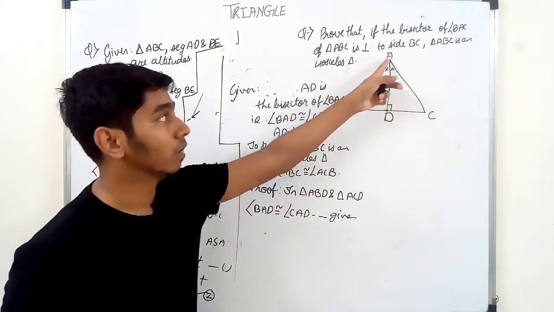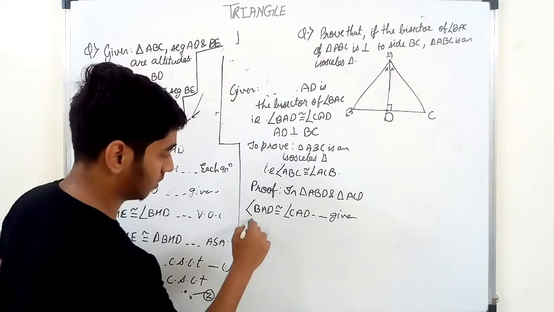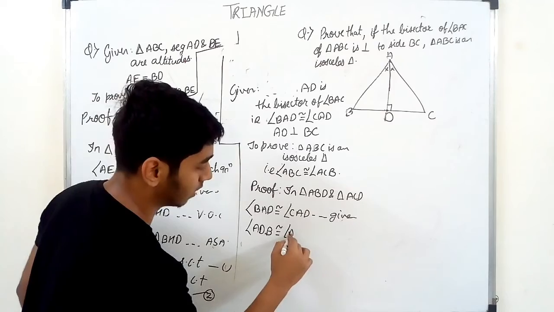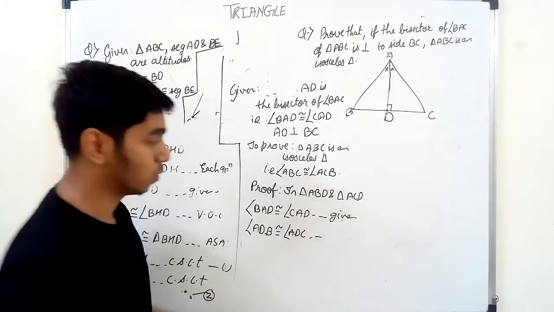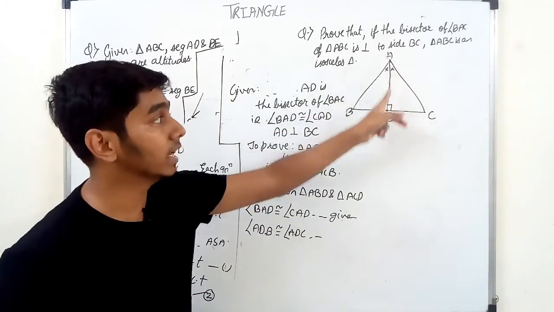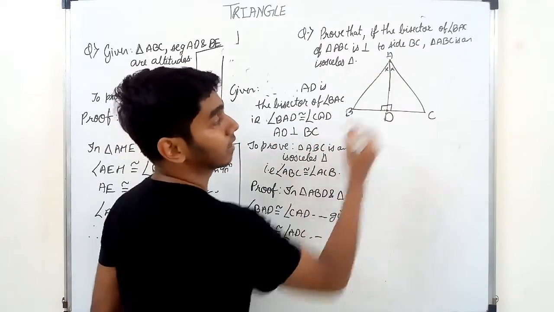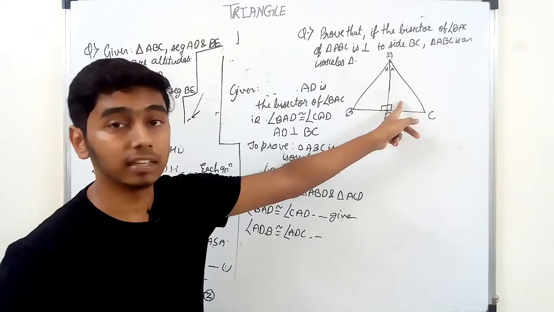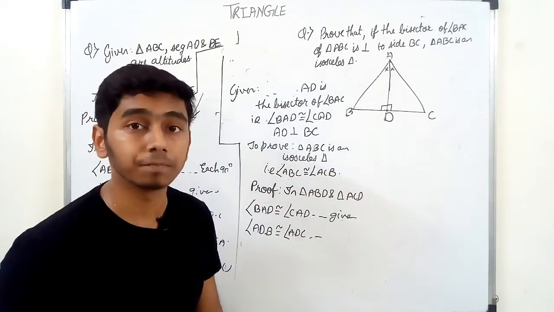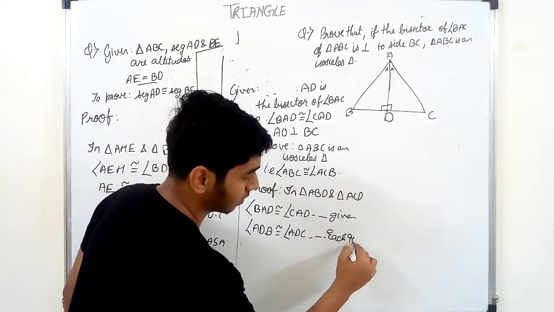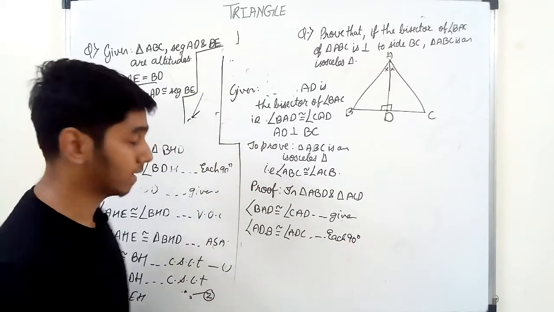Yes. Now we can say ADB is congruent to ADC. Why are these two angles congruent, ADB and ADC? Because they both are 90 degrees. If one angle is 90, then the other angle will also be 90. Yes or no? So we'll say each 90 degrees, correct?